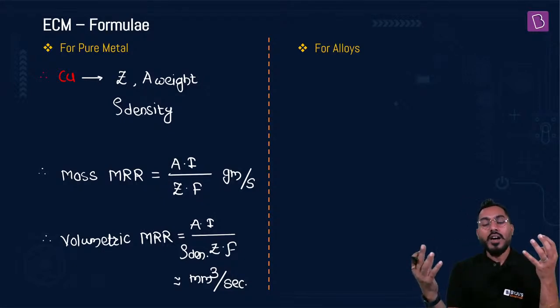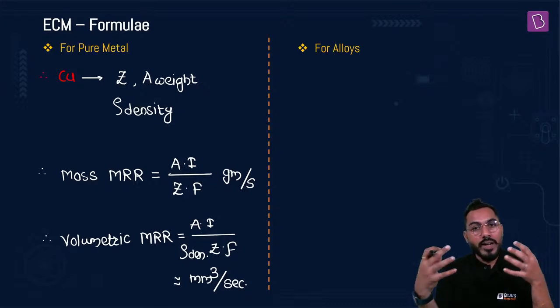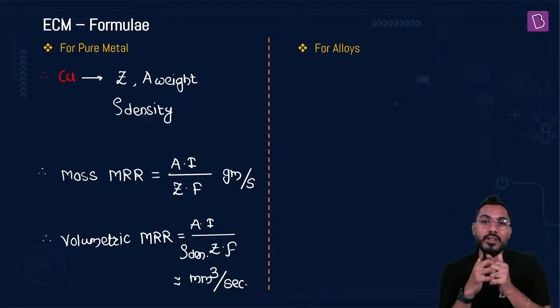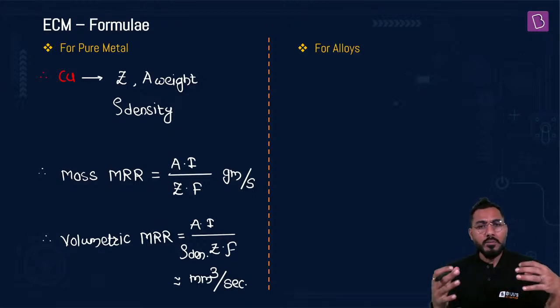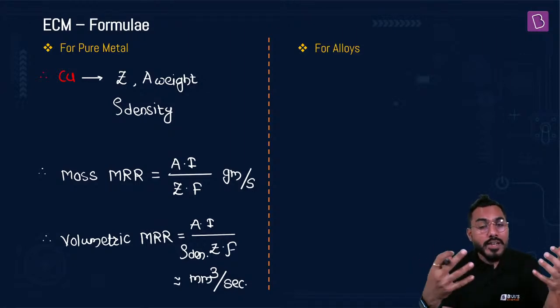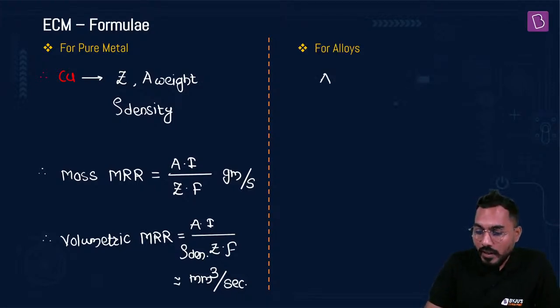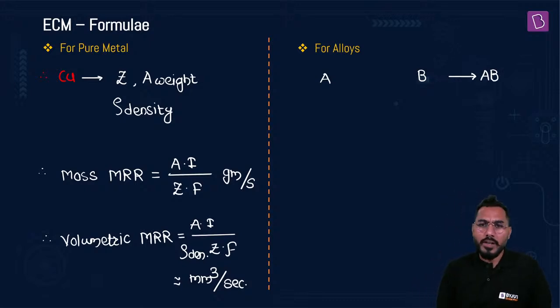Suppose there is an alloy of copper and aluminum. So I am selecting aluminum, I am selecting copper, and I am mixing them together. In a certain percentage they are going to mix. Suppose I am mixing two materials, definitely there must be a certain percentage in which they mix. Let's take an example that there is A material and B material I am mixing, and by mixing I am manufacturing an alloy, which is called AB alloy. Aluminum, copper, whatever it may be.